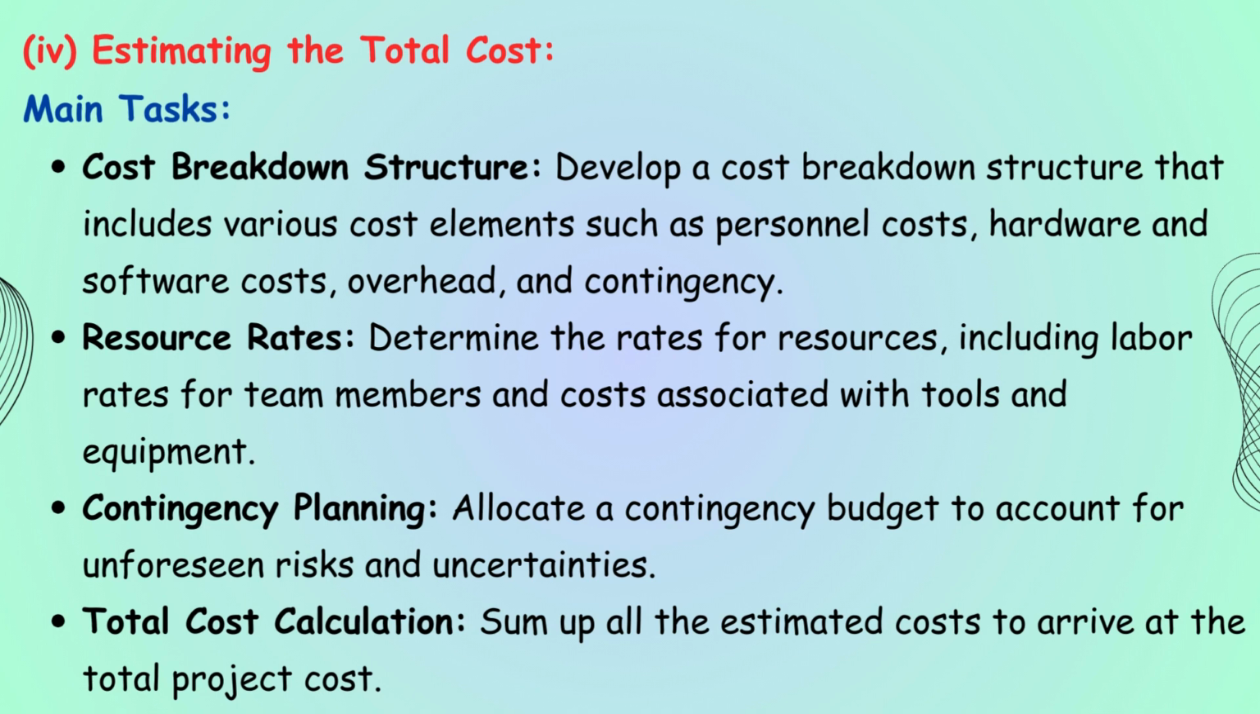4. Estimating the total cost. Main tasks. Cost breakdown structure: develop a cost breakdown structure that includes various cost elements such as personnel costs, hardware and software costs, overhead, and contingency. Resource rates: determine the rates for resources, including labor rates for team members and costs associated with tools and equipment. Contingency planning: allocate a contingency budget to account for unforeseen risks and uncertainties.